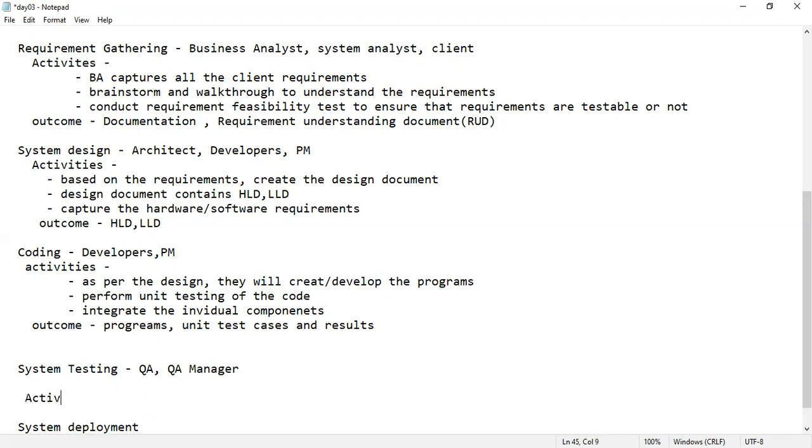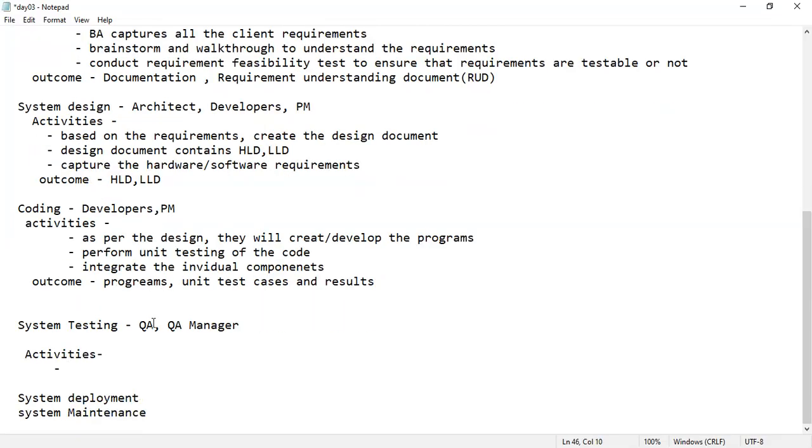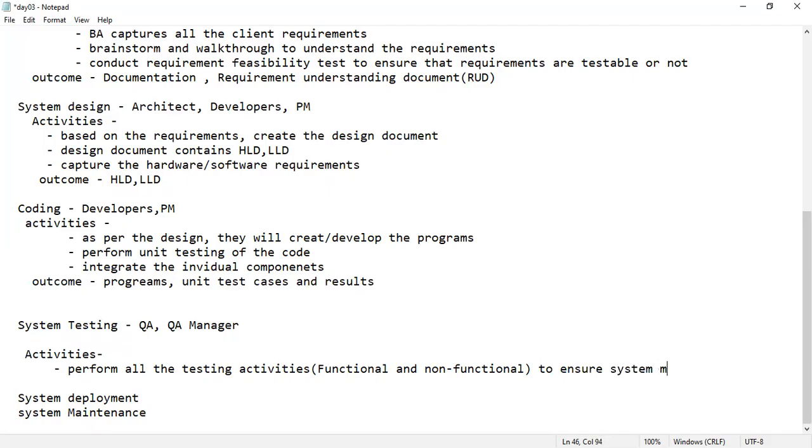What are the activities they are performing? To check the process. Perform all the testing activities, which include functional and non-functional. We will discuss what is functional and non-functional later. Perform all testing activities, functional and non-functional, to ensure the system meets the requirements.